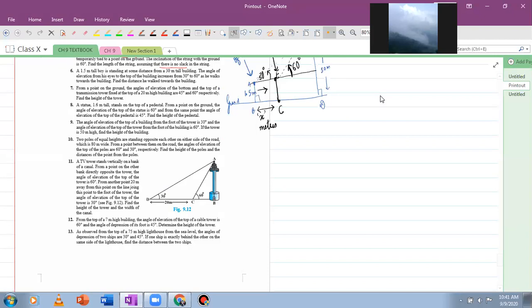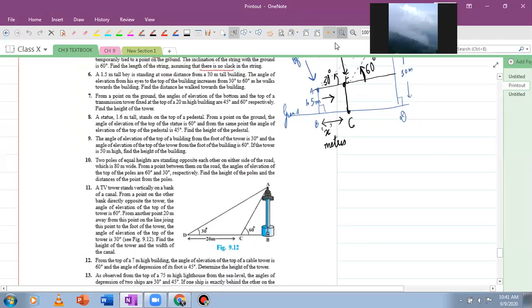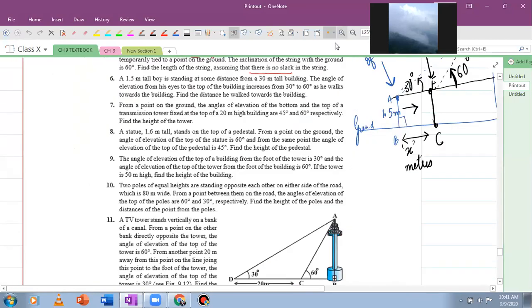The next question that we have is question number 7. From a point on the ground, the angle of elevation of the bottom and top of a transmission tower fixed at the top of a 20 meters high building are 45 degrees and 60 degrees respectively. Find the height of the tower.